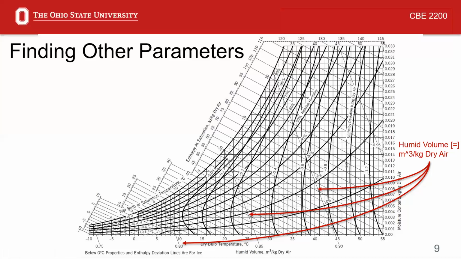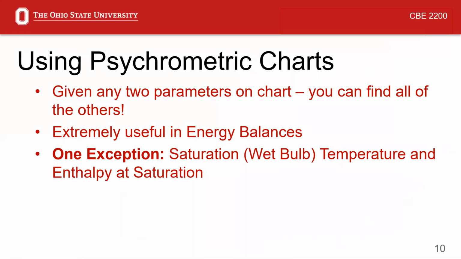If you're asked to find humid volume, or if you're given humid volume, I'd recommend having a ruler, because these lines are a little bit further apart and you might have to interpolate. Say if you were given a humid volume of 0.88, I can't just look at that and find it. So you might find a ruler to be useful.